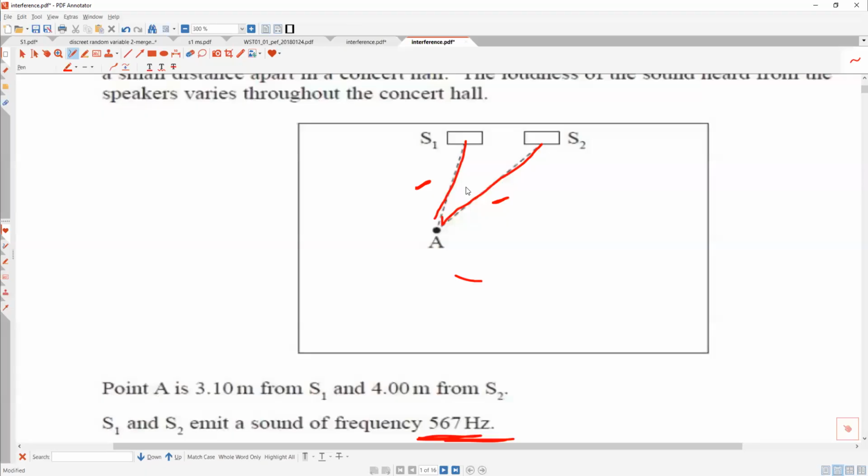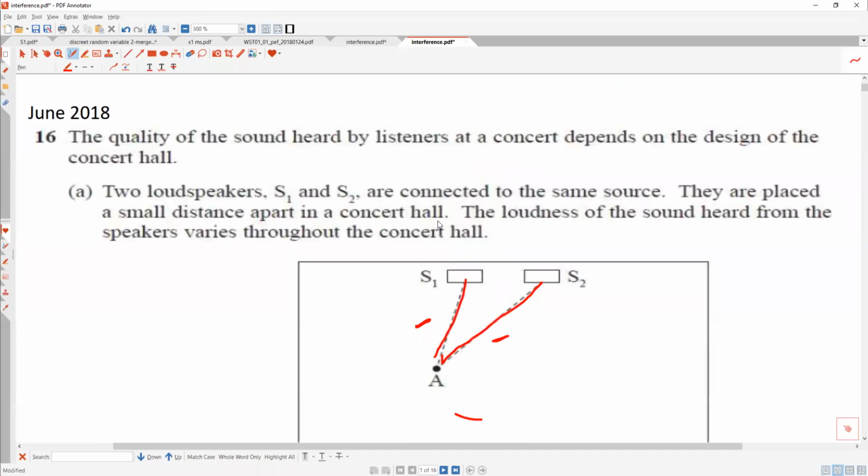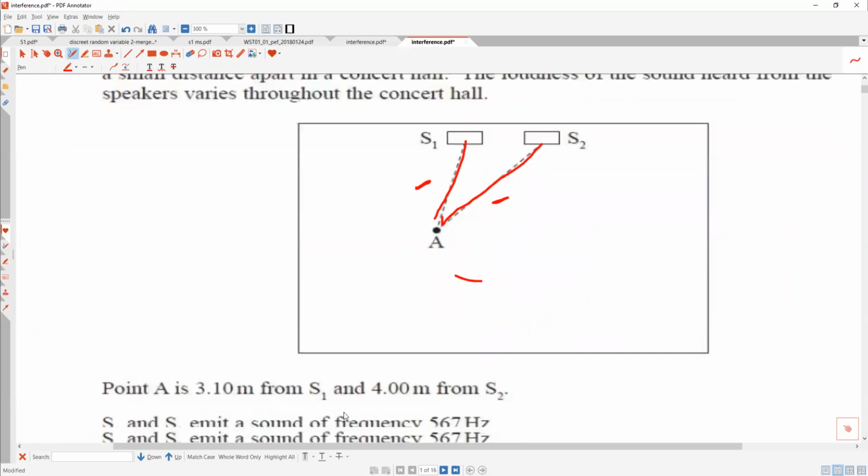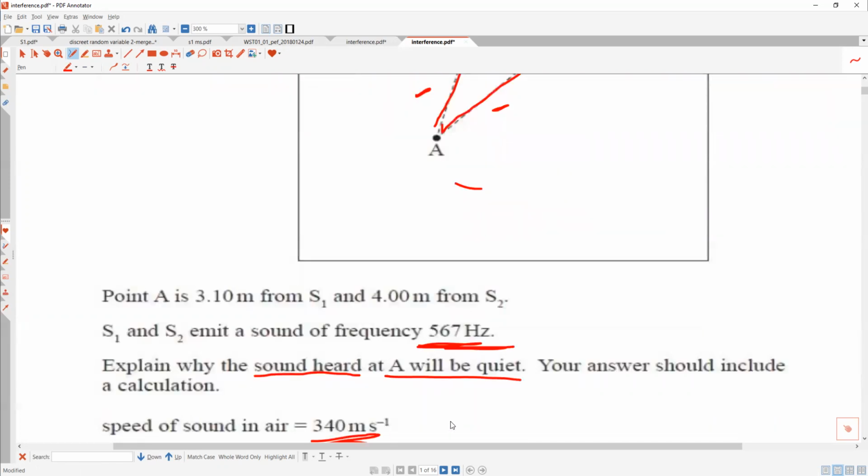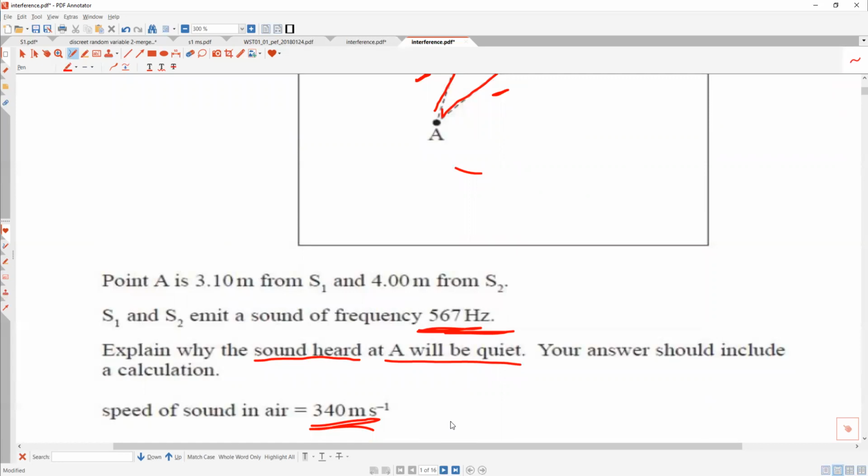Let's start doing this question. What's happening here is that you have 2 speakers. S1 from A is 3.10 meter, and S2 from A is 4.00 meter. The frequency both speakers are emitting is 567. This has something to do with the wavelength, which is why they gave you the frequency and the speed. I have to find the wavelength. V is equal to f lambda, and with that lambda I have to show that the sound heard at A will be quiet.